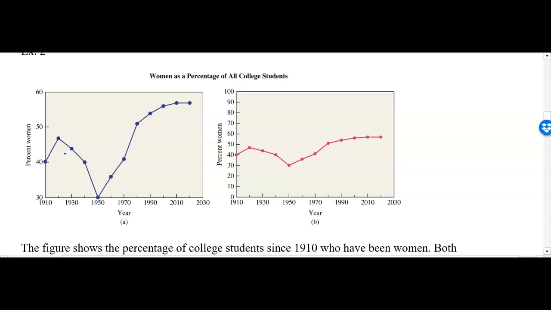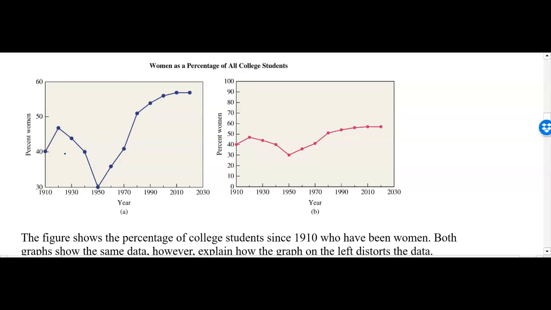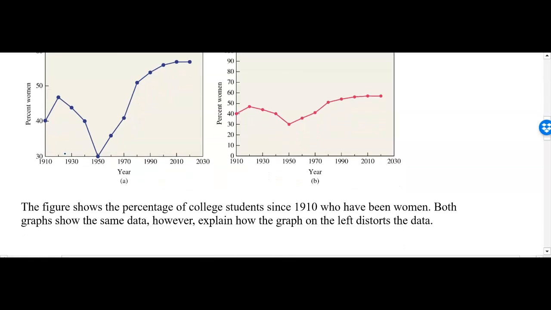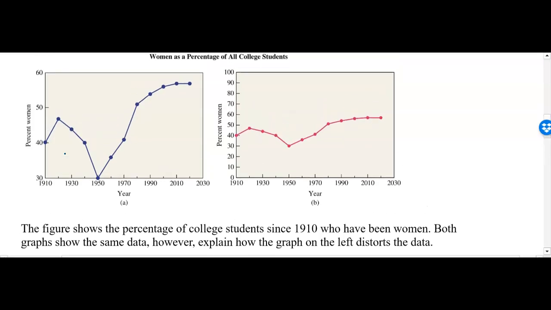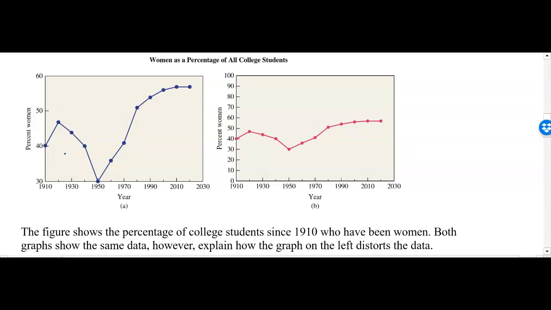Let's look at example 2. Now, this is showing us the percentage of college students since 1910 who have been women. Both data, let's see if I can slide this up a little more for you. There we go. Both graphs show the same data. They're showing you the exact same data. But let's look how the graph on the left kind of distorts that data. So let's look at these two data. Notice here, this is the same on both sides, right? Our x-axis is fine. 1910 to 2030, 1910 to 2030, evenly spaced out. Okay, we have no issues with the x-axis.